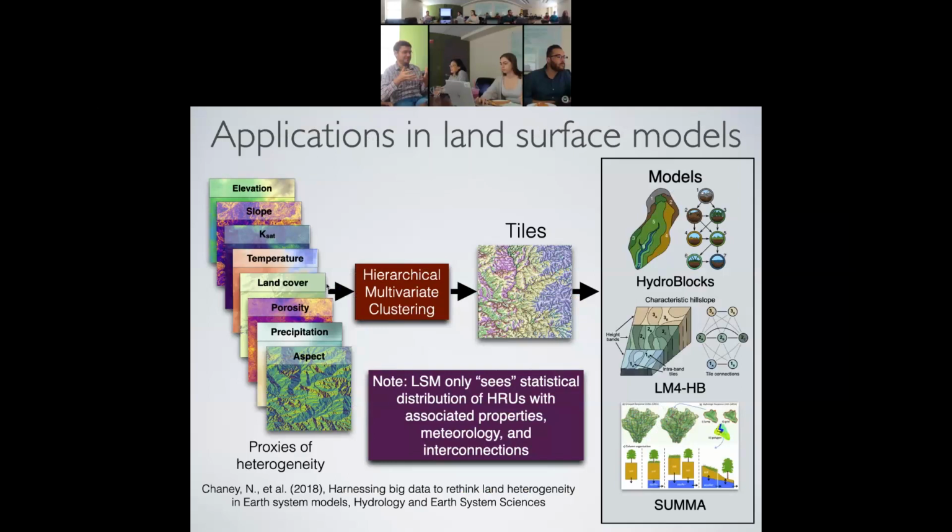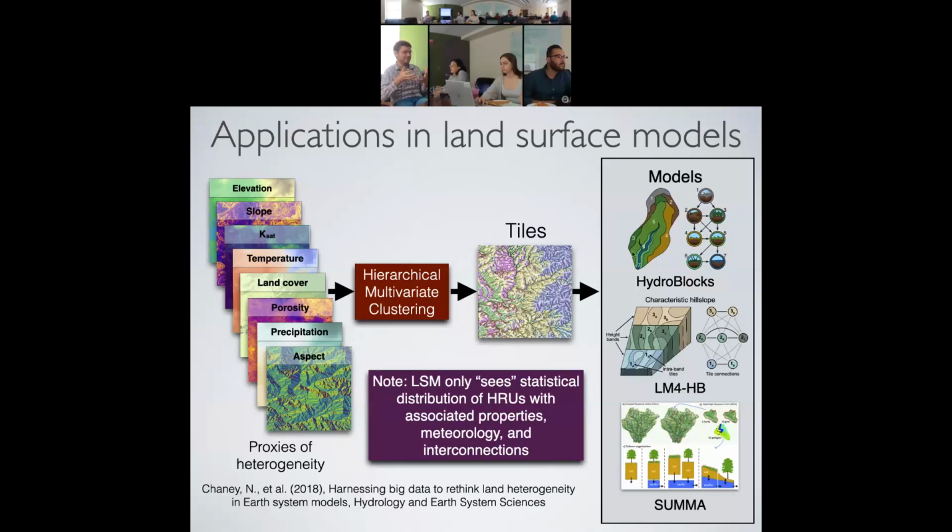So the main story of all this is that there's a way to create these tiles via clustering to leverage all this data. And then this information is used as your tiles within the models themselves. So to reiterate, the model is not actually seeing a map of tiles. The model is seeing a statistical distribution of the tiles, or HRUs, or clusters, with associated properties, meteorology, and interconnections. Interconnections is effectively how the subsurface talks to each other.